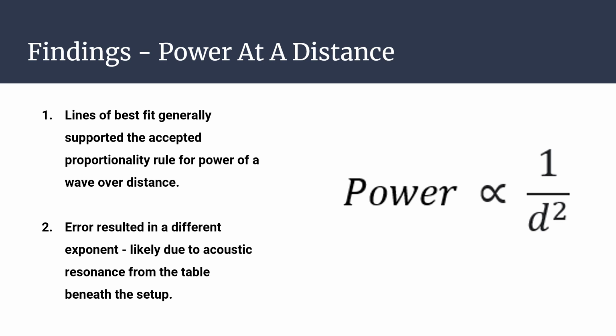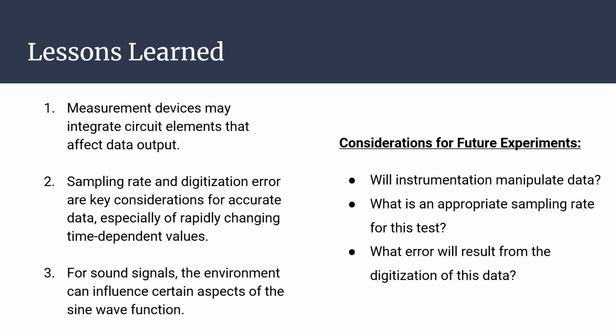So the big lessons learned from these experiments is that your instrumentation can manipulate your data like we saw with the microphone and its potential low-pass filter, as well as the data acquisition device and its limits on sampling rate. You also need to choose an appropriate sampling rate and consider what error you're going to get when you digitize your data, because there are limits on what your data acquisition software and hardware can do for you. Thank you.